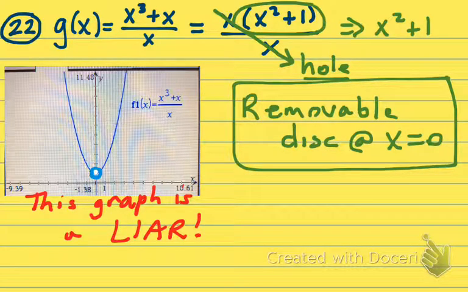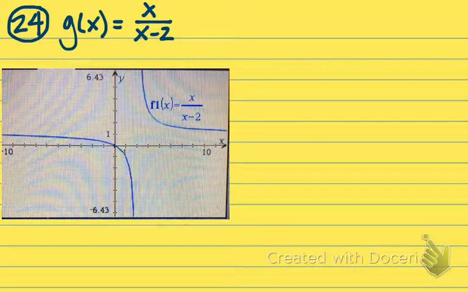Now the size of that point is exaggerated, but there is a missing spot in this graph because of that canceling x. And if you don't know that, you'll misinterpret a lot of graphs. So you have to be smarter than your graph, or smarter than your graphing calculator when you look at your graph. Now let's look at number 24, same set of directions.